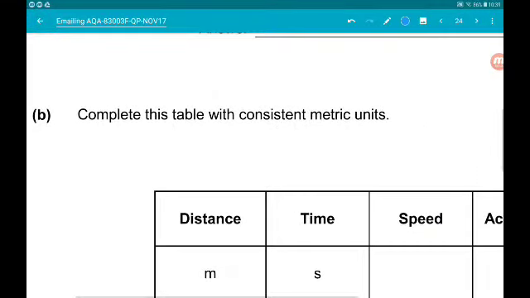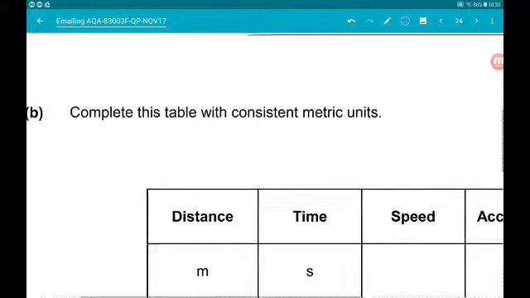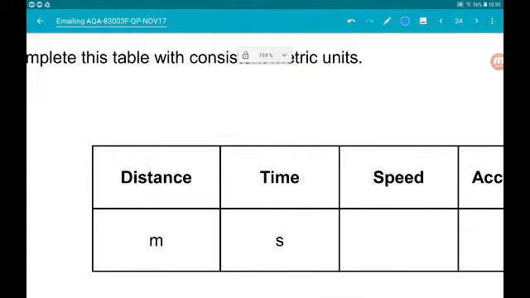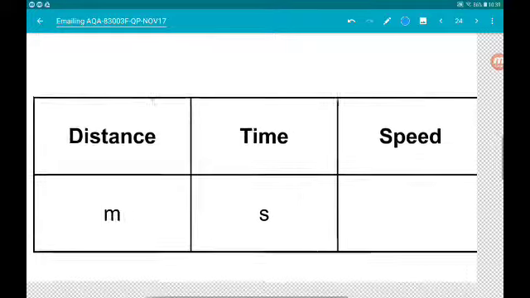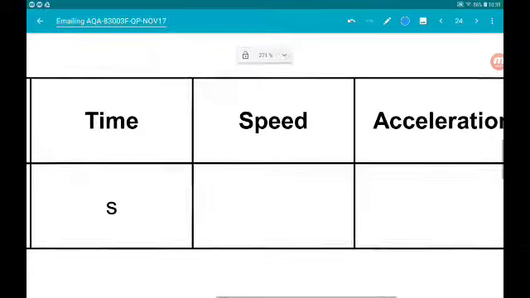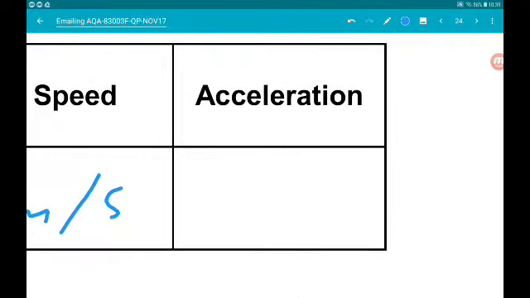Okay, then part B, bit of a strange one. We want to complete the table using consistent metric units. So when we're talking metric, we're talking meters. So we got distance in meters, time in seconds. So speed is distance over time. So that's meters per second. And then acceleration, bit of a funny one, it's meters per second squared. Cool.